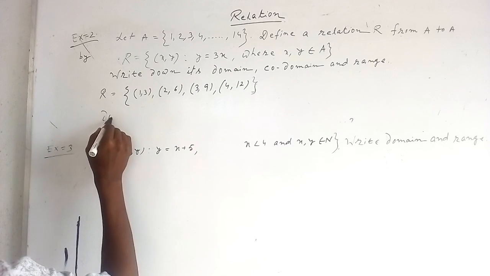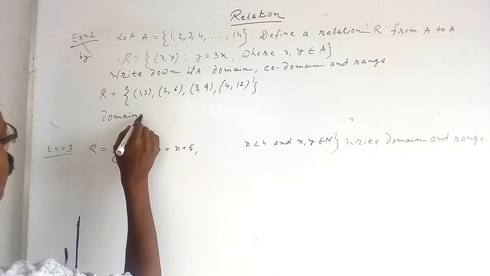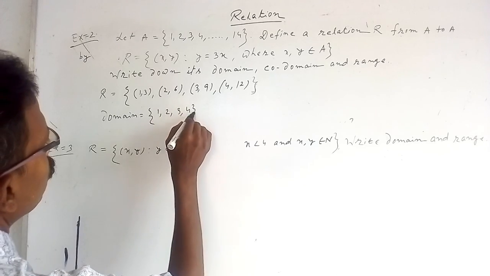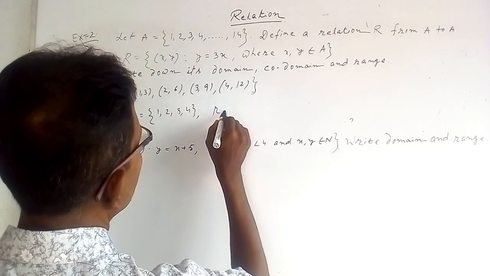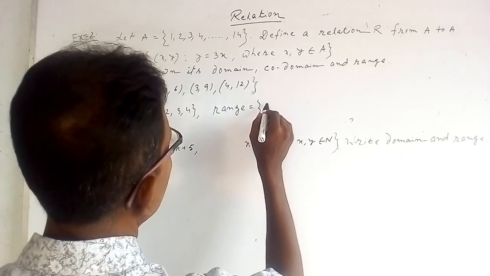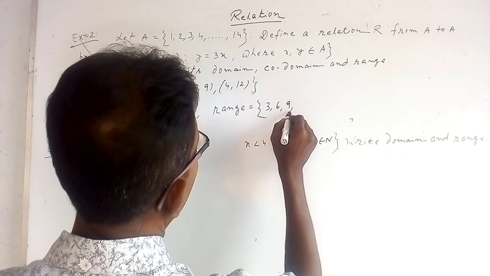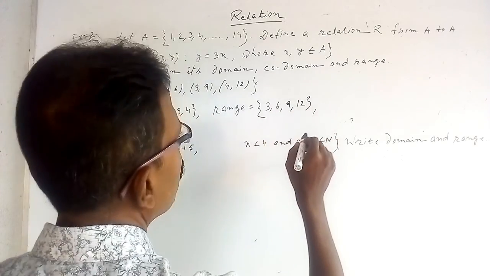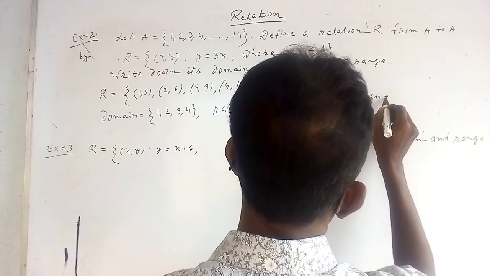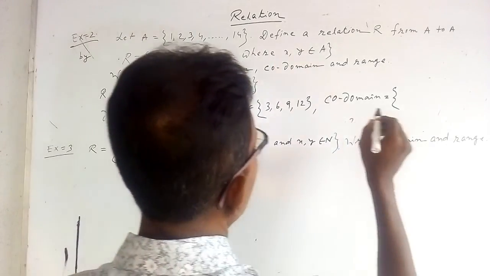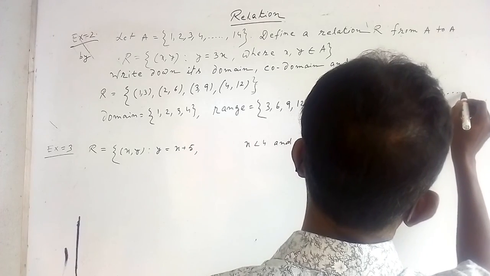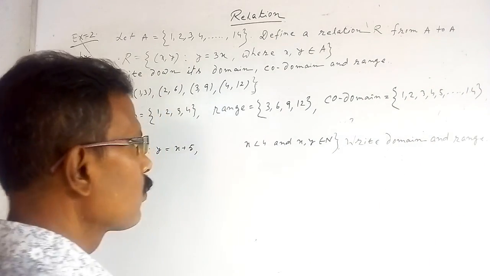The domain set is the collection of the first elements, that is 1, 2, 3, 4, and next the range is the collection of the second elements, that is 3, 6, 9, 12, and then the codomain set, that is the whole set 1, 2, 3, 4, 5 and up to 14. The whole set is the codomain set.